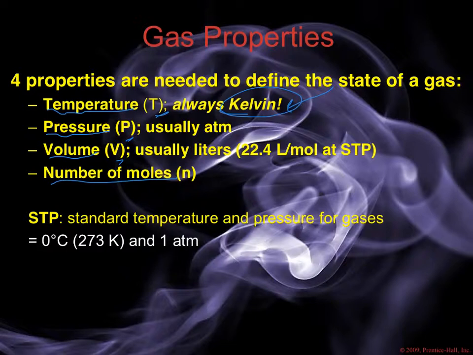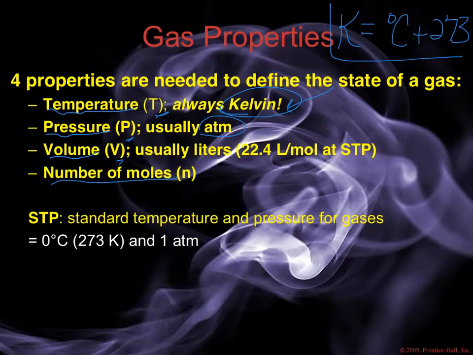And you might need to be reminded of the formula. So Kelvin, if you're solving for Kelvin temperature, it equals Celsius temperature plus 273. All right, so that'll be real important in this unit. Pressure, it's usually atmospheres, not always. Volume, usually liters, not always.